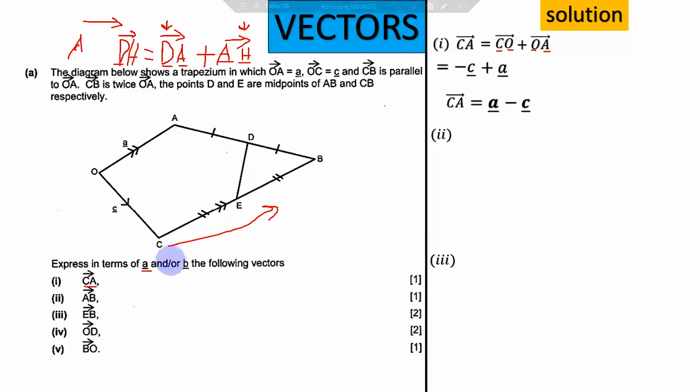Okay, then Roman numeral 2, find vector AB. Vector AB. Are you seeing that?